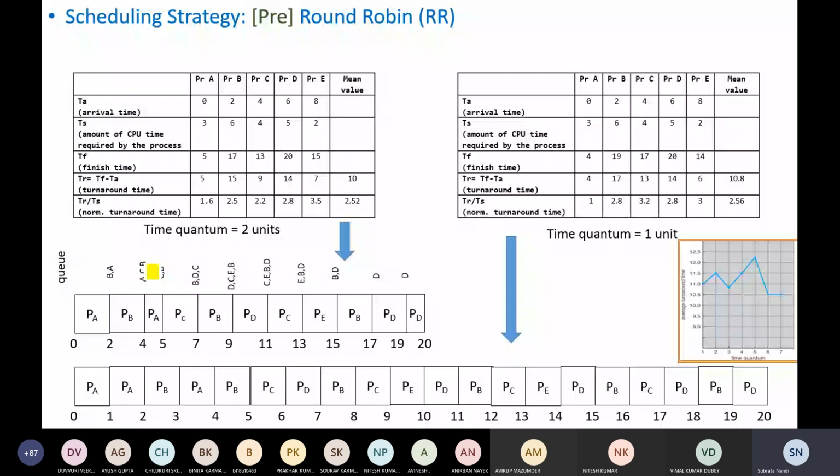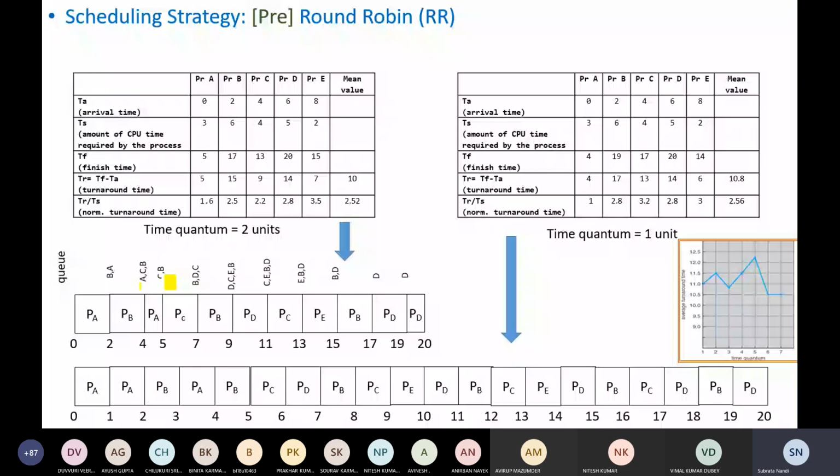In the next time step, A gets scheduled, but A has already used the CPU for 2 units of time. Its requirement is 3, so it uses just 1 more unit of time and voluntarily releases the CPU. So at time equals 5, the status of the queue is C and B. So C will be introduced like this.